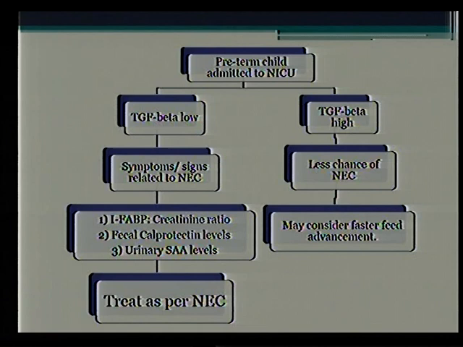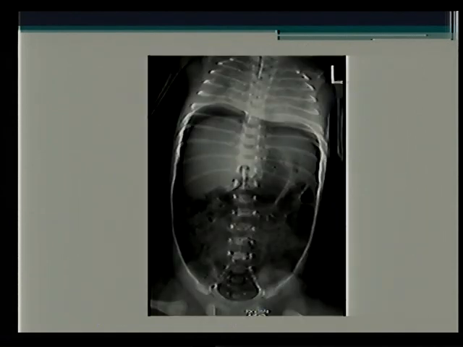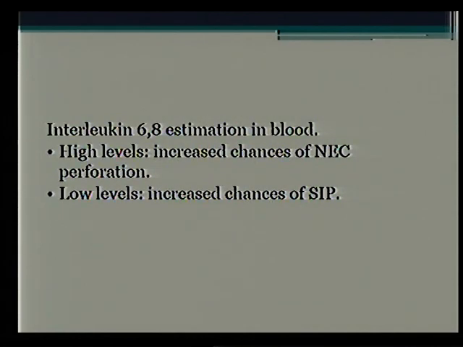So that they may consider faster advancement even for these children. When we have a doubt whether it is a spontaneous intestinal perforation or a necrotizing enterocolitis related perforation, again the biomarkers are there for us, interleukin 6 and 8. If these are raised, this suggests some kind of inflammation, so more towards NEC. If they are low, then there is an increased chance of spontaneous intestinal perforation. Thank you so much.